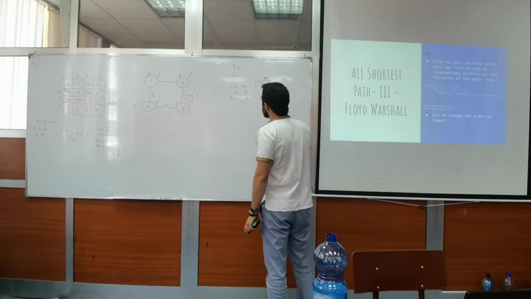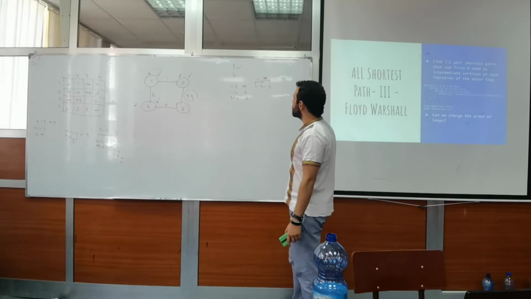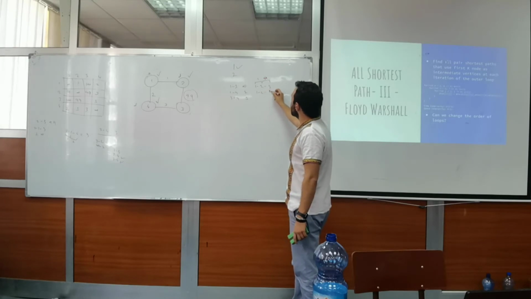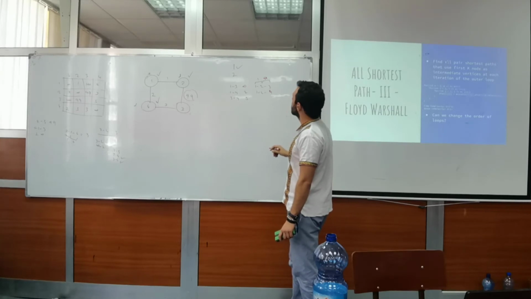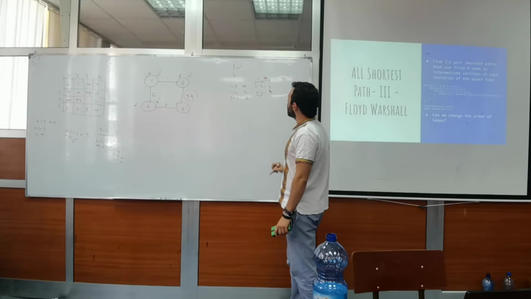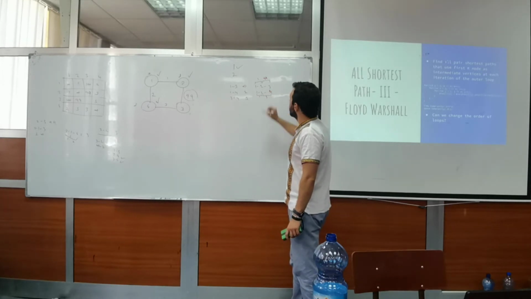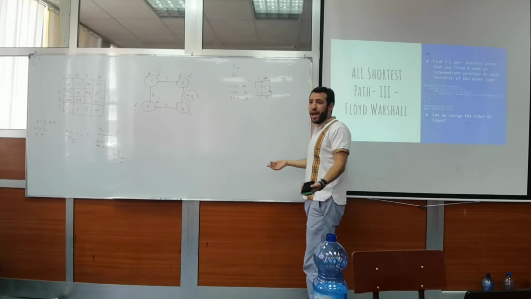So, let's continue with the second one. For 1 4, the best known solution is 2. And now we consider 1 2 and 2 4, whether this is beating it or not. What is 1 2? 1 2 is 1. What is 2 4? 3. So 4 couldn't beat 2, therefore I don't make any updates.